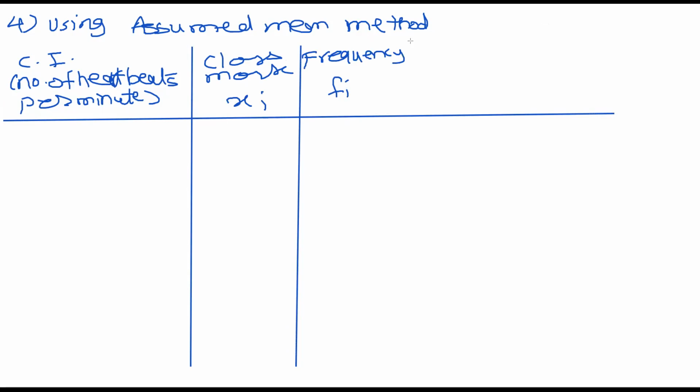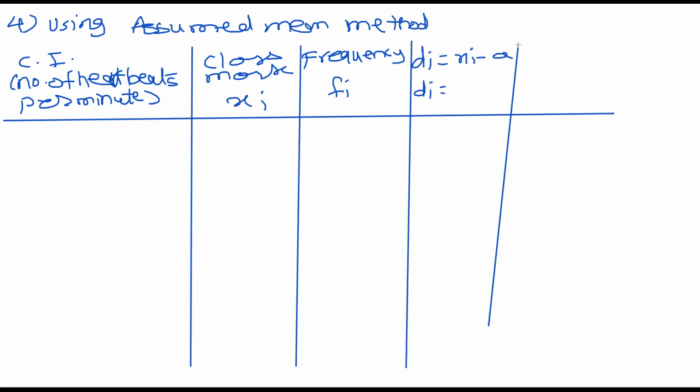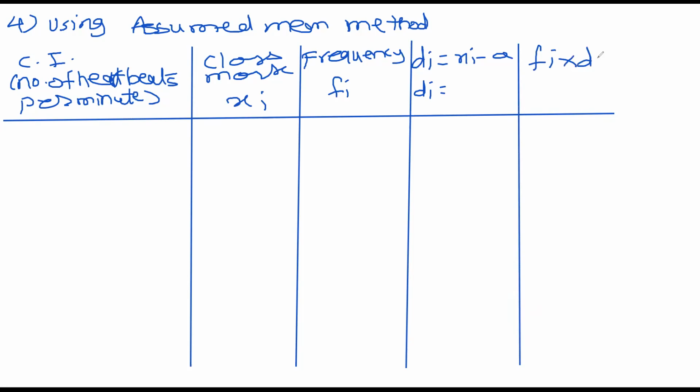Then after that, we will have the column for di is equal to xi minus a, where a is the assumed mean. Okay, assumed mean is for the class mark, not for the frequency. Correct. And final column will be for what? कशासाठी असेल तो? fi into di. Correct. fi di directly लिहिलं तरी चालतं. Yes, sir.